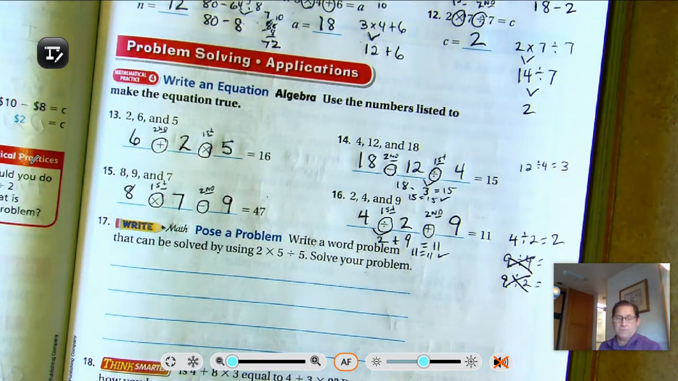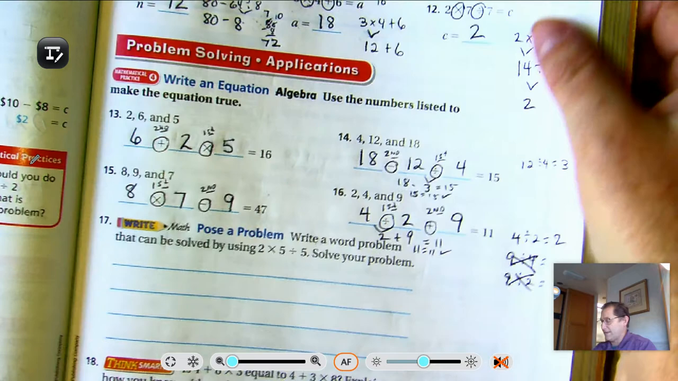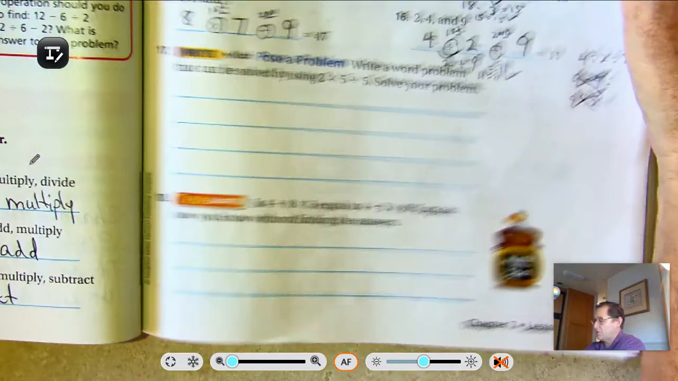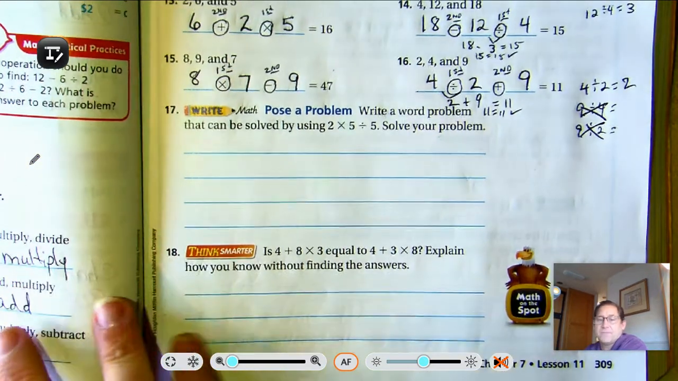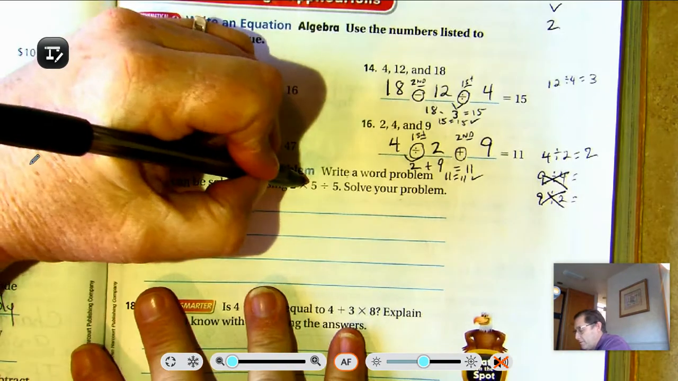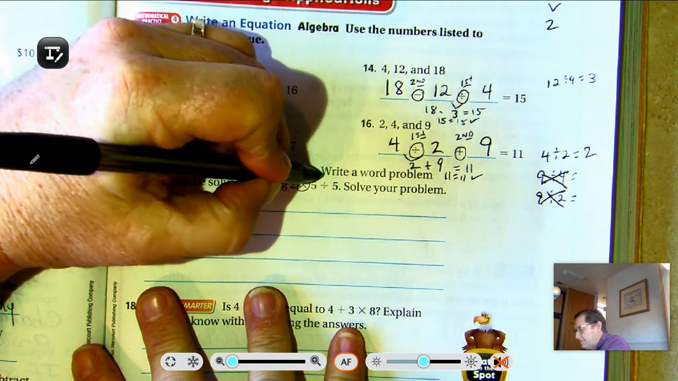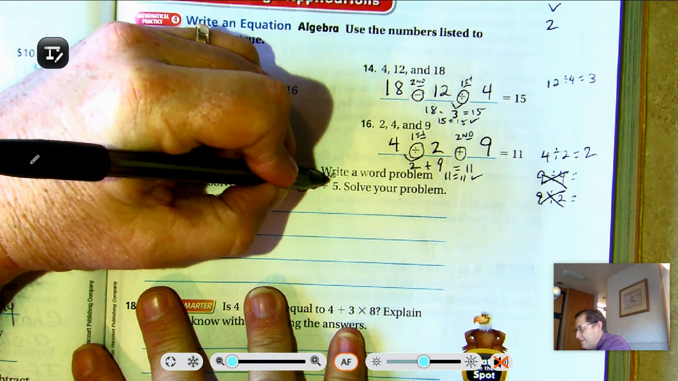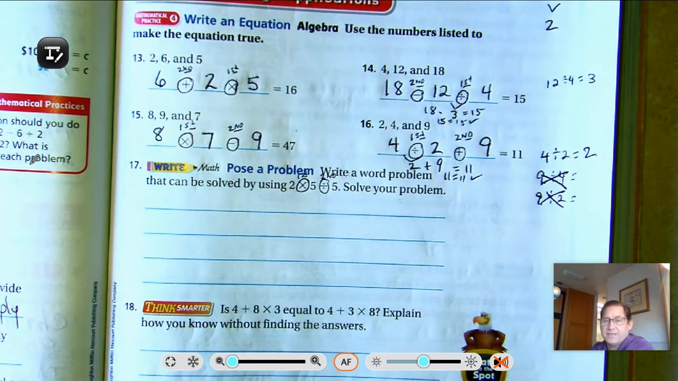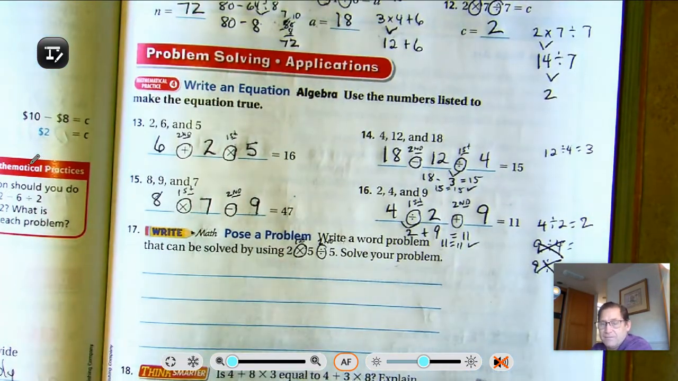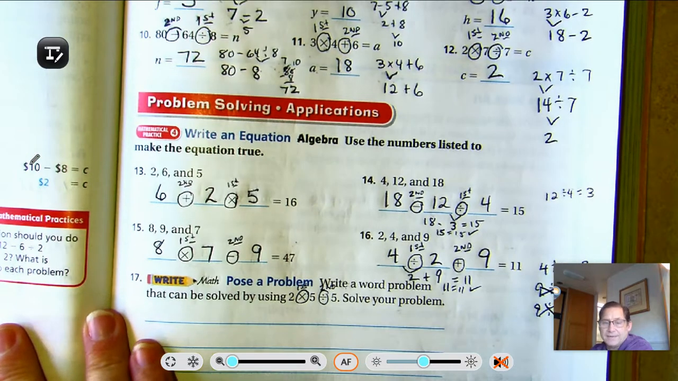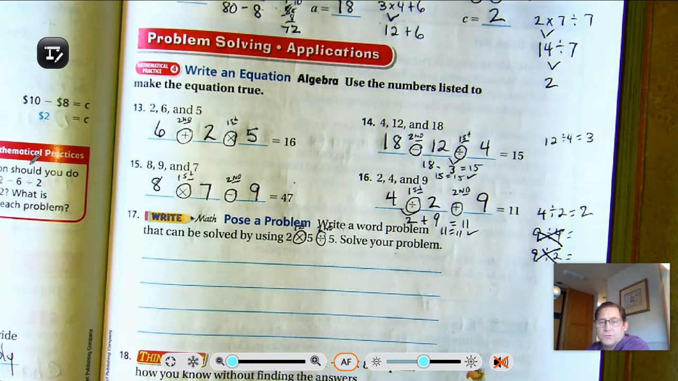All right, pose a problem. Write a problem that can be solved by using 2 times 5 divided by 5. So here we're going to multiply first and then divide, okay? Because we have multiplication and division. They're at the same level, and so we just go left to right. All right, so 2 times 5 divided by 5. Okay, so let's see.